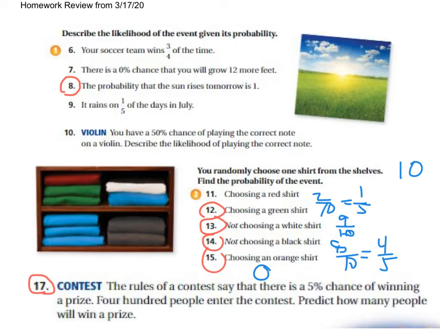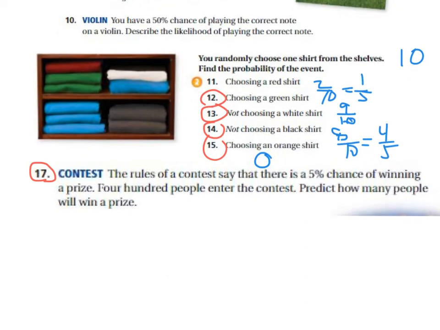Okay, let's now look at number 17. The rules of a contest say that there is a 5% chance of winning a prize. 400 people enter the contest. Predict how many people will win the prize.